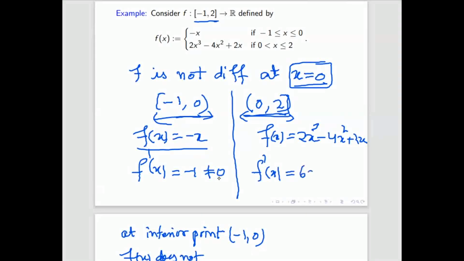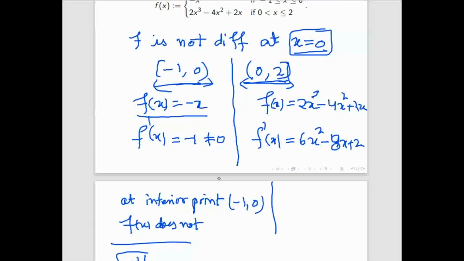This will give something like 6x square minus 8x plus 2. So tell me at which point it is 0. x equal to 1. And other point? 1/3. So both the points.